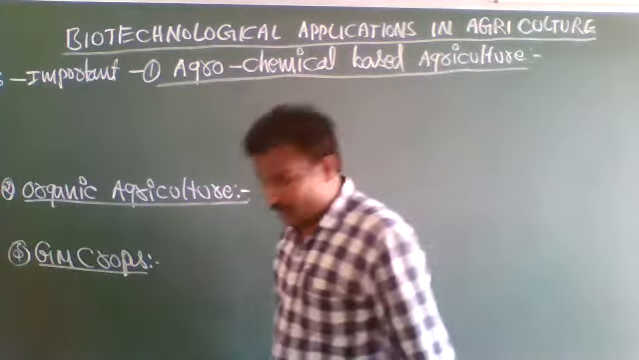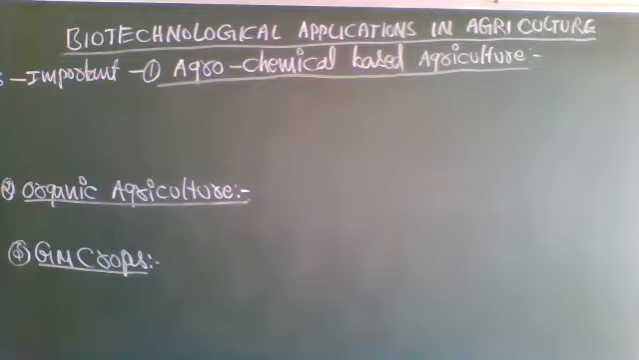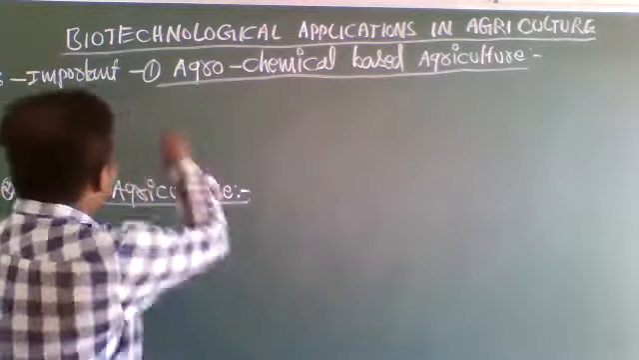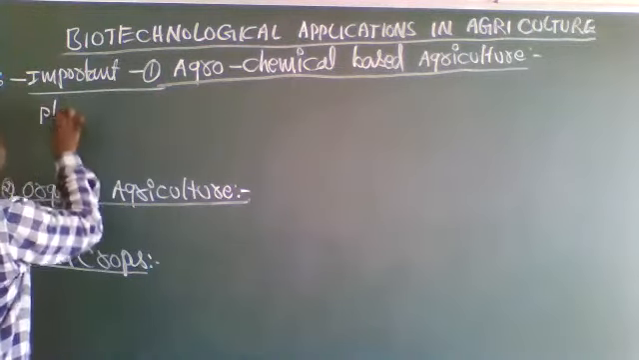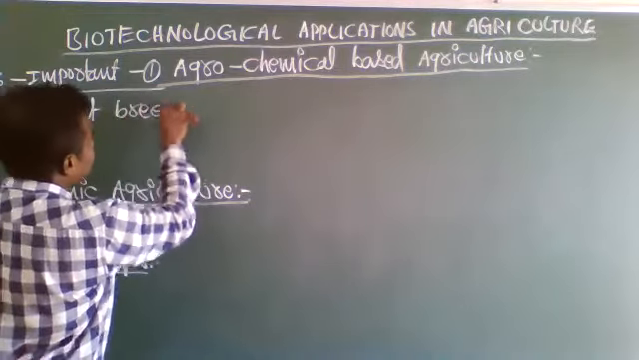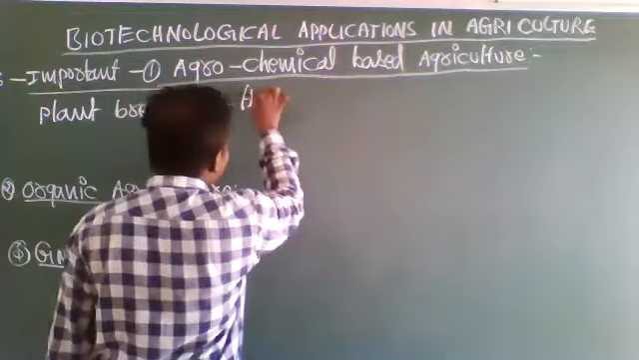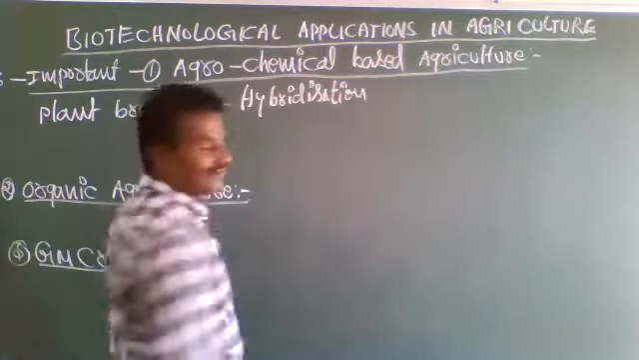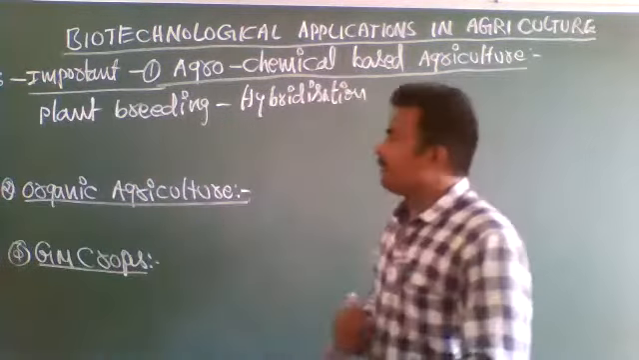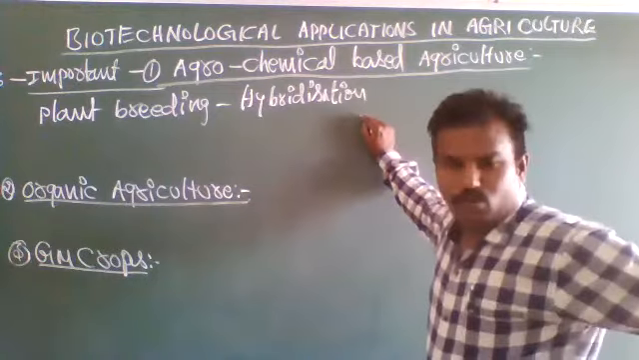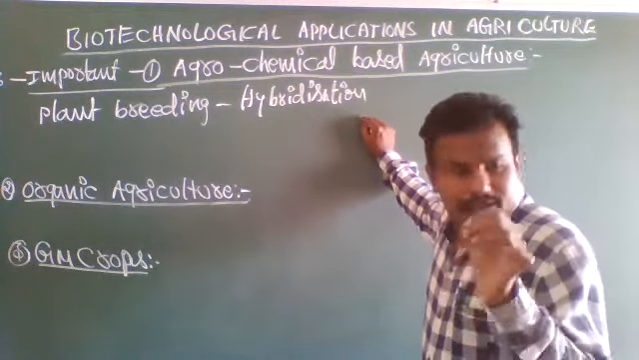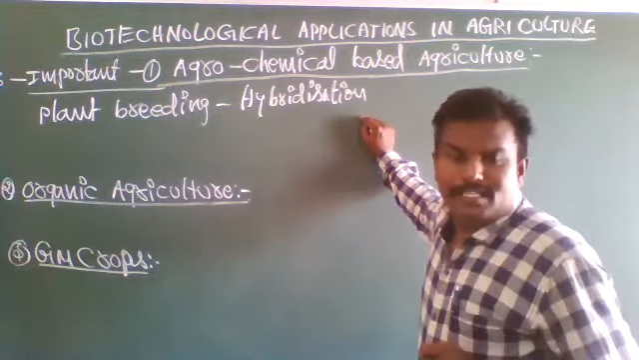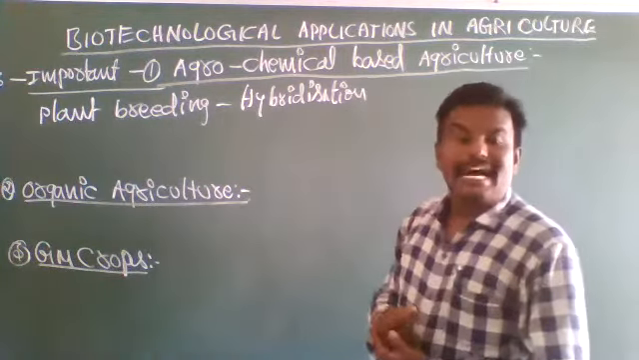Agrochemical based agriculture is made up of plant breeding techniques like hybridization. What is the meaning of hybridization? Cross breeding between superior plants.